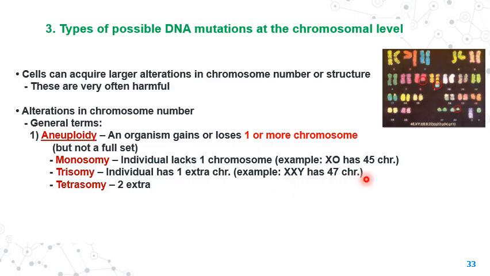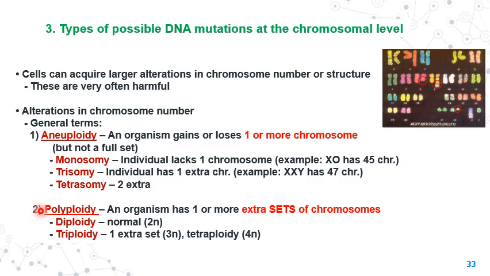Besides Klinefelter syndrome, you can also have trisomy 21, that's Down syndrome. That's the most common form of trisomy or aneuploidy. And then in the case of tetrasomy, that means you have 2 extra chromosomes of the same type. So instead of having 2N, you have 4N. So it's a lot of extra chromosomes there. Also not very common, not common at all.